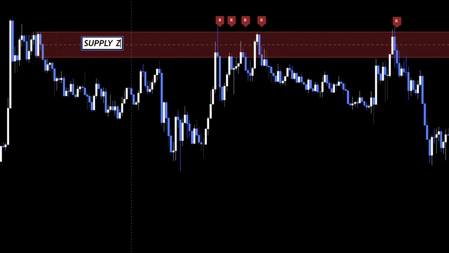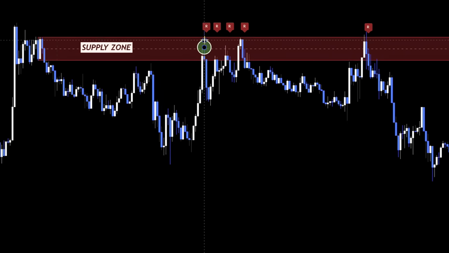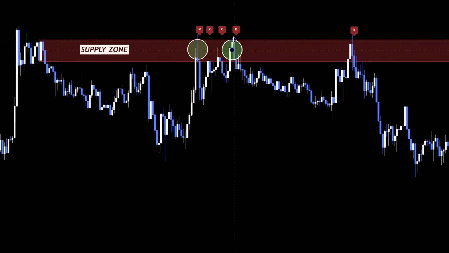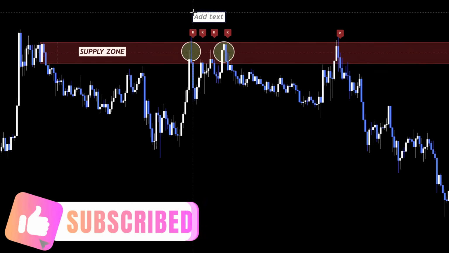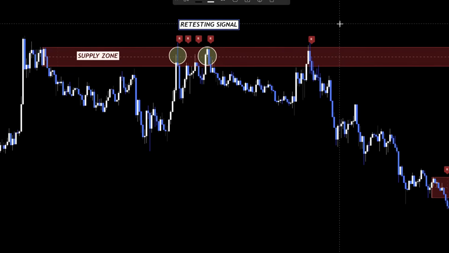The zone itself is interesting, but the real key is what happens when the price comes back to it. Right here, price comes back up and retests the zone. When that happens, you get what's called a retest signal.